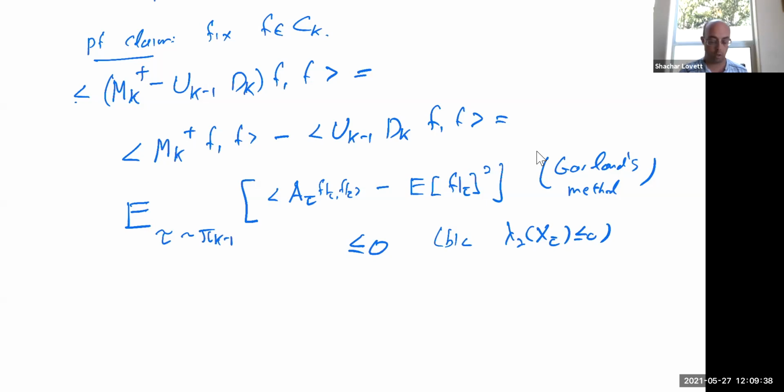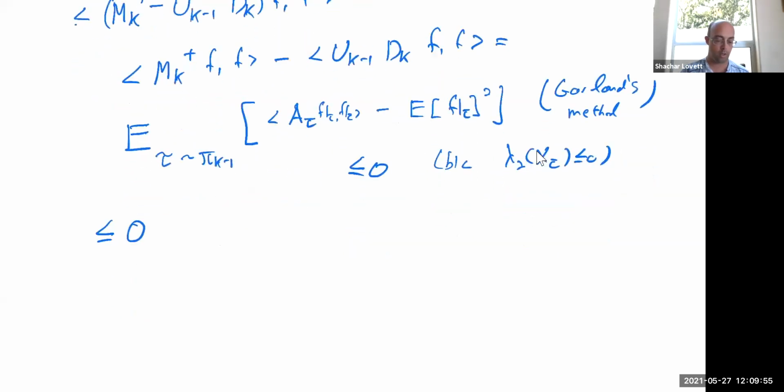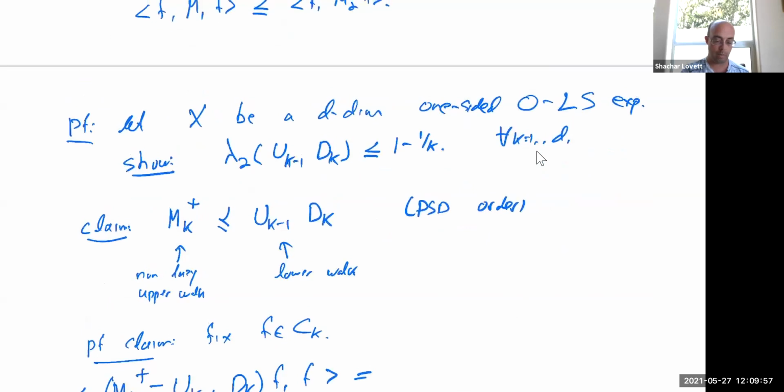So this whole thing is going to be at most 0, which is exactly what we want to prove. So we had this sort of PSD connection between Mk plus the lazy upper walk in level k and the non-lazy lower walk in level k. So now let's use this to prove our claim. So again, this is what we're trying to prove. We're trying to prove this lambda 2 thing.